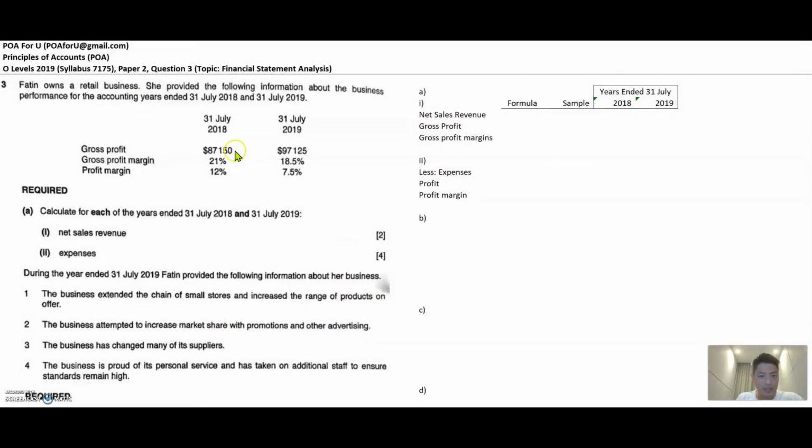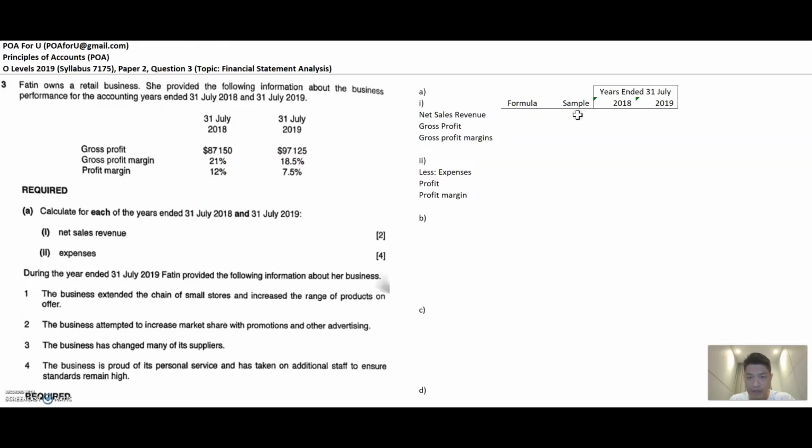Okay, so this question shows you a table for 2018 and 19 of certain profitability percentages and metrics, right? And they've asked you to calculate the net sales revenue and the expenses for each of these 2 years. That's the first part. So let's address this first part first, right? And I think you can derive the net sales revenues and expenses from these few percentages once you understand how they are calculated. So I'll just show them to you.